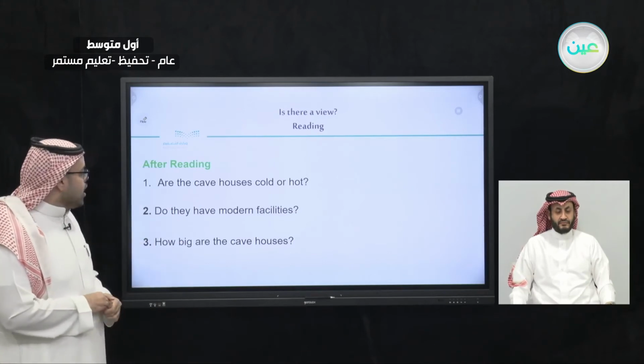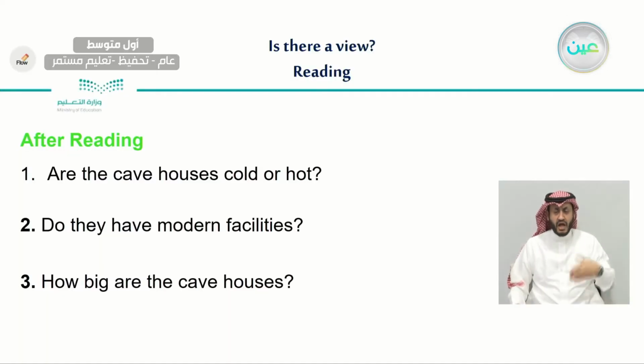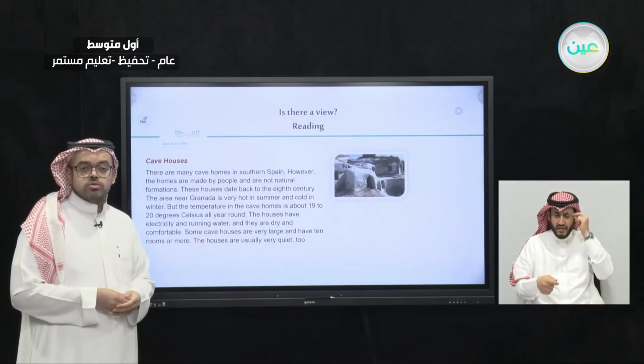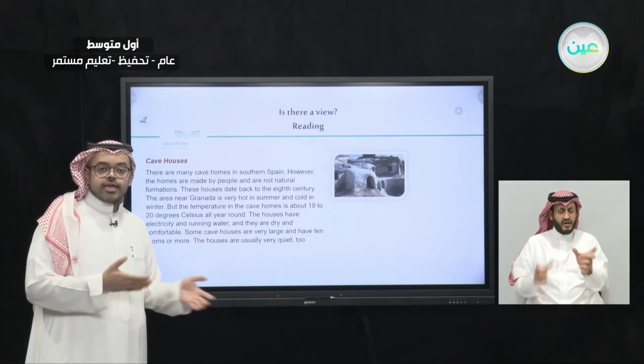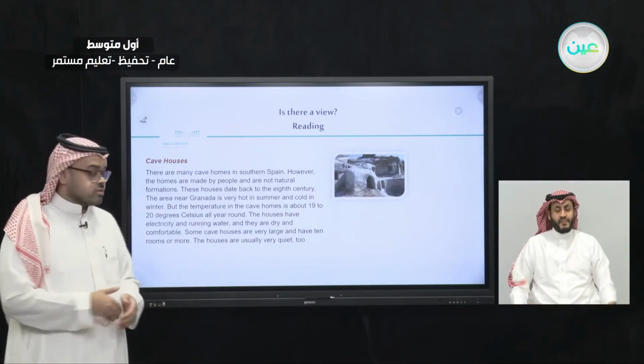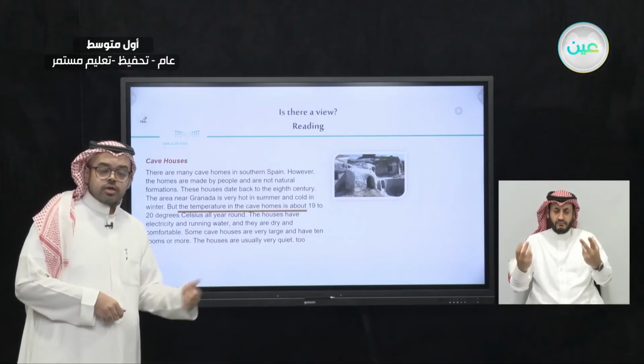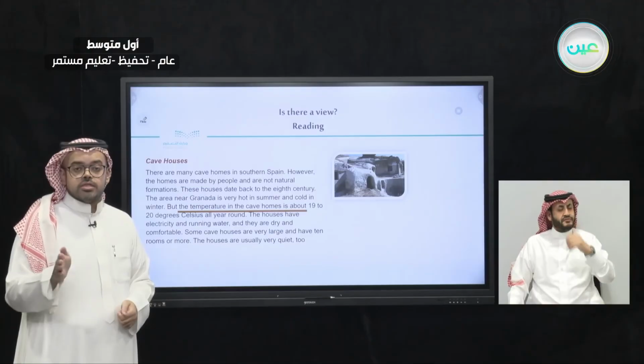So the first one, are the cave houses cold or hot? Let's go back to the text and try to find out the answer. So here is the text. We'll need to follow this text and find out where it says whether the cave houses are hot or cold. It says here that the temperature in the cave homes is about 19 to 20 degrees Celsius all year round. What does that mean? It means that the caves are not cold and not hot. They have a mild temperature.